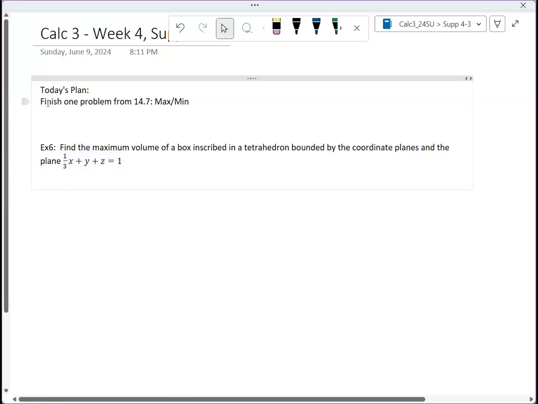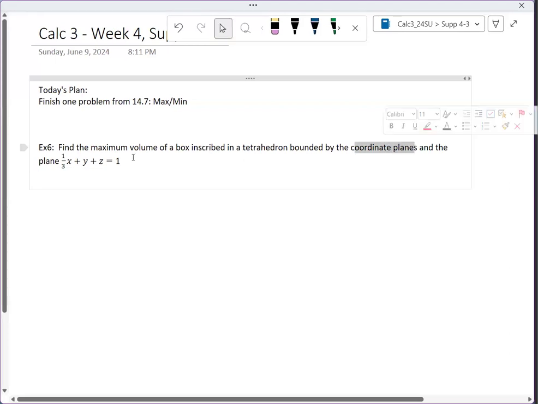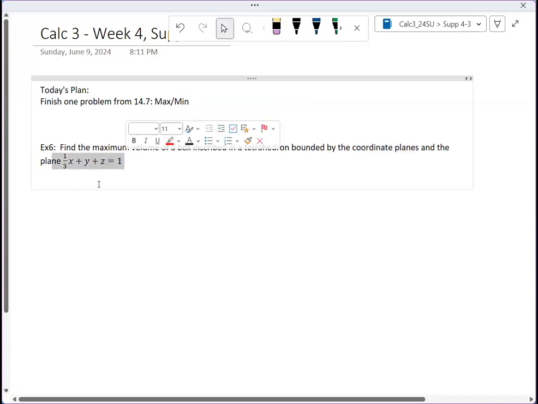Okay, everybody. This supplement is going to be a pretty short supplement, just finishing up one problem from the end of the lecture from 14.7, example 6 here. So this example is on finding the maximum volume of a box inscribed in a tetrahedron bounded by the coordinate planes and the plane 1/3 x plus y plus z equals 1.